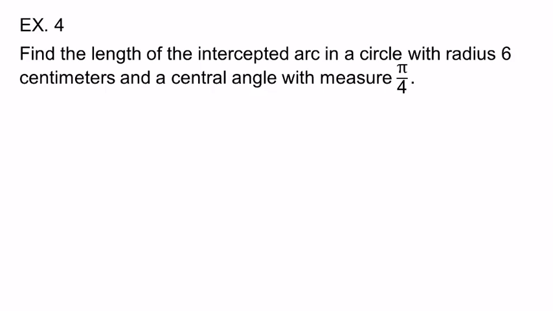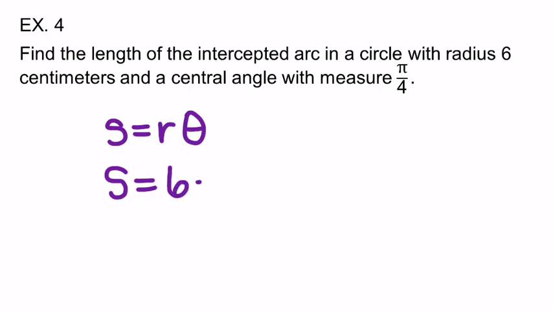So example 4 says find the length of the intercepted arc in a circle with a radius of 6 centimeters and a central angle measuring pi over 4. Now, if they had not given us the angle measurement in radians, then I would have needed to convert to radians first. So s equals r theta. We're going to plug in our radius, 6, times our angle, which is pi over 4.